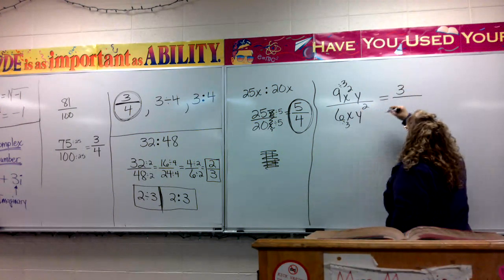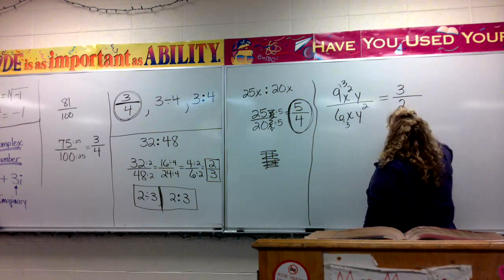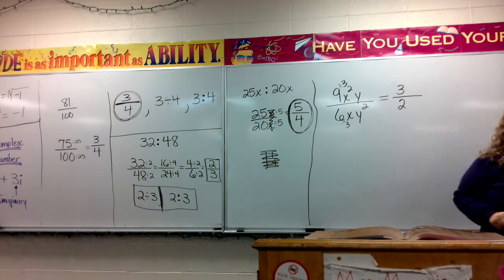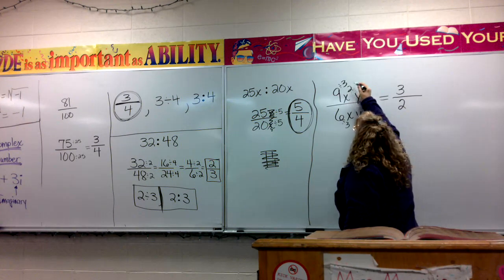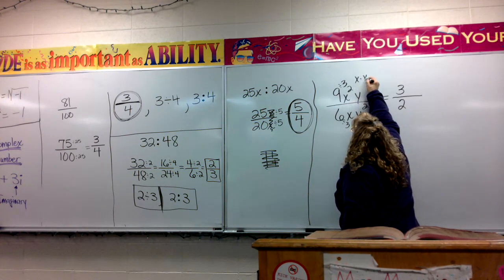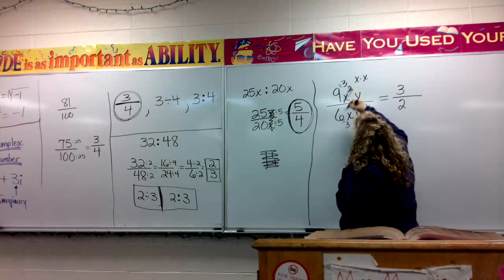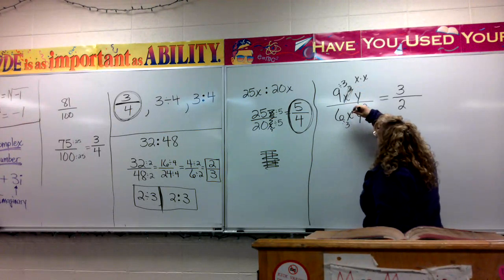6 divided by 3 is? Now what about the x's? On top, this is x squared. Remember, x squared is x times x, right? And I have a 1x on bottom.